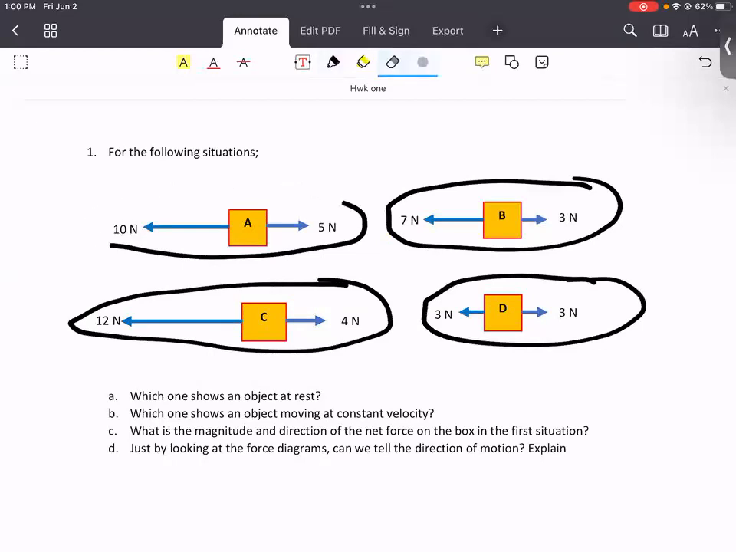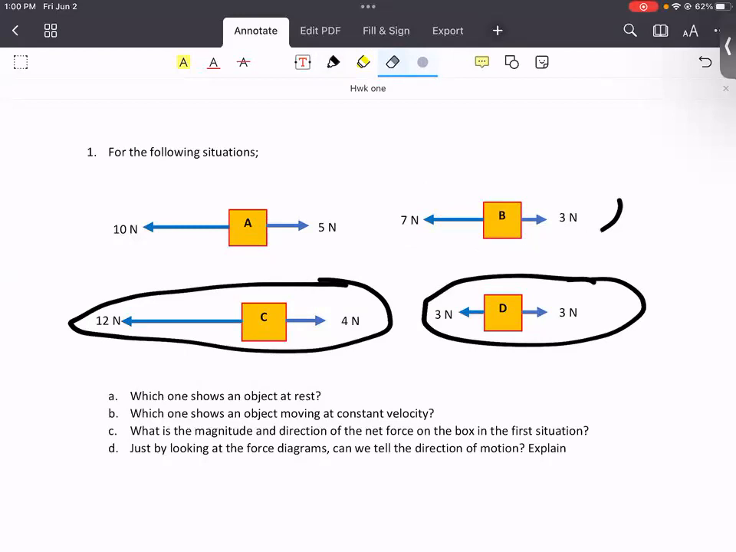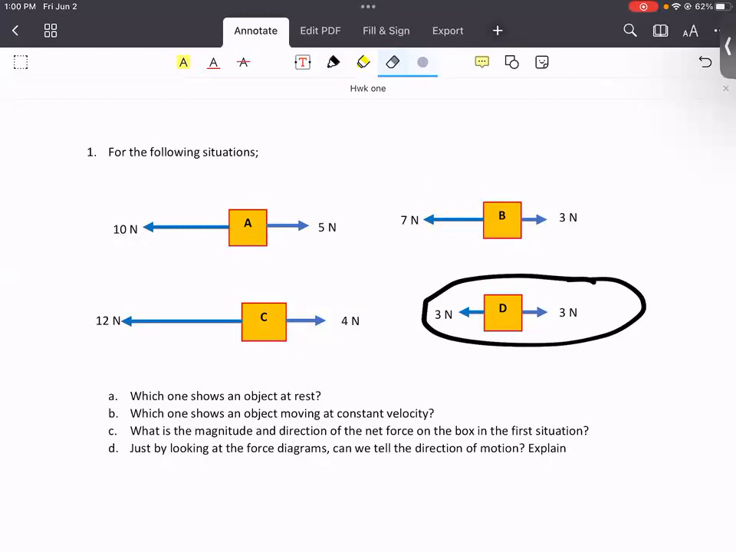Now, if you think about it, object A shows that the forces are not balanced. So that cannot tell us that the object is at rest. Likewise, object B is not at rest because the forces are not balanced. And object C, the forces are not balanced. So we are remaining with a choice of D, but still, we may say that the object is at rest, but it could also be moving at a constant velocity.